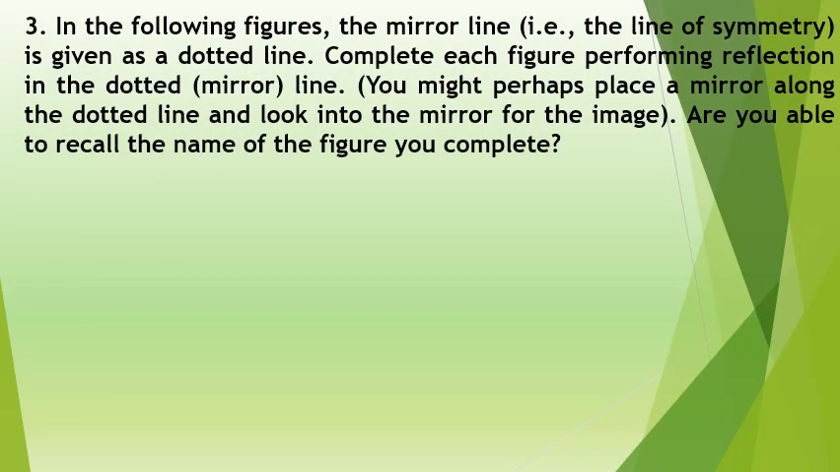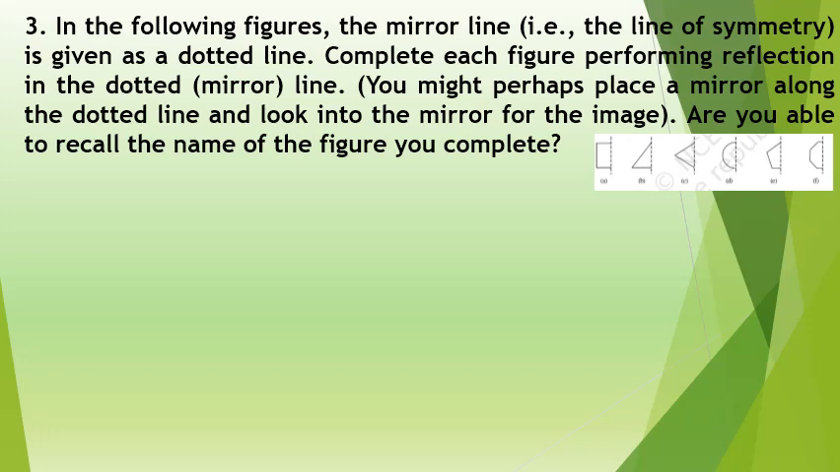Next question number 3. In the following figures, the mirror line, that is the line of symmetry, is given as a dotted line. Complete each figure performing reflection in the dotted line. You might perhaps place a mirror along the dotted line and look into the mirror for the image. You can do it that way also. Are you able to recall the name of the figure you complete? Figure is given here. Can you guess this one?